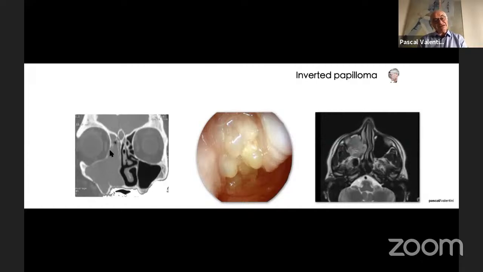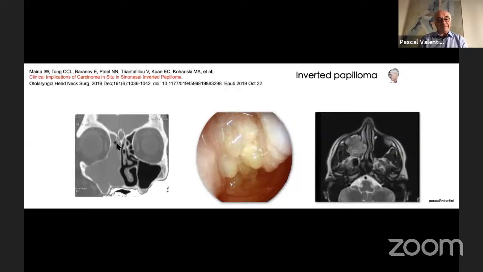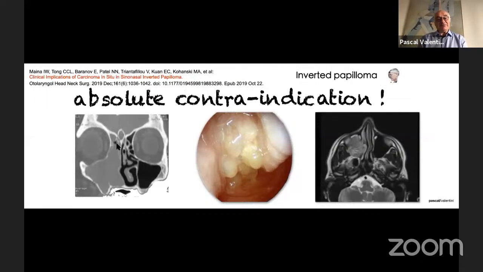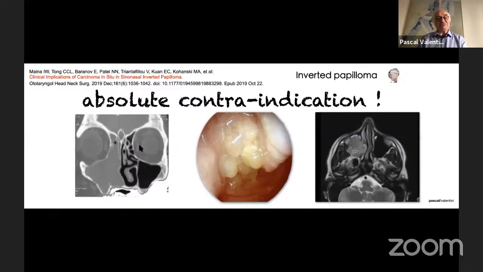And you can see here, the ostium is completely blocked. If we ask the ENT to remove this tumor, the risk of cancer degeneration is very high. So that means that this situation is an absolute contraindication. It's much better not to manage this, not to accept this patient to be grafted.